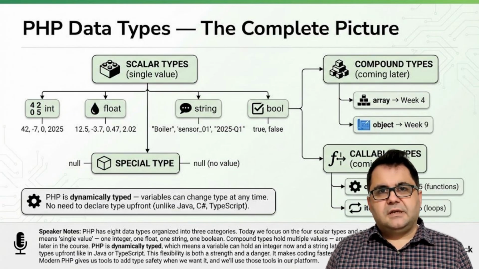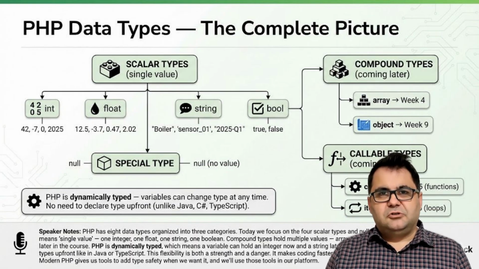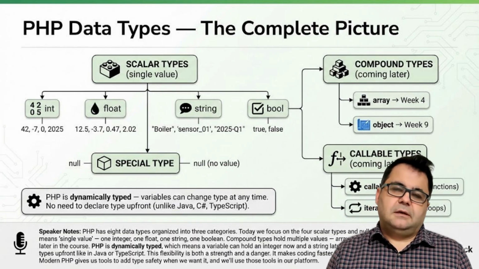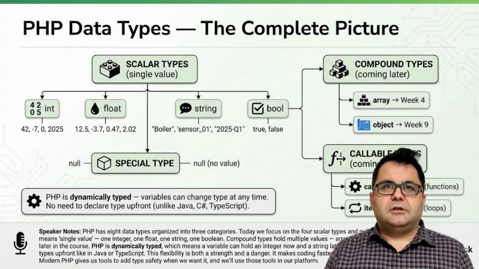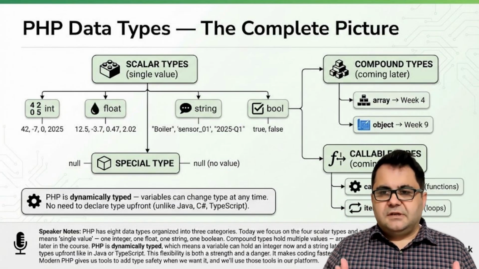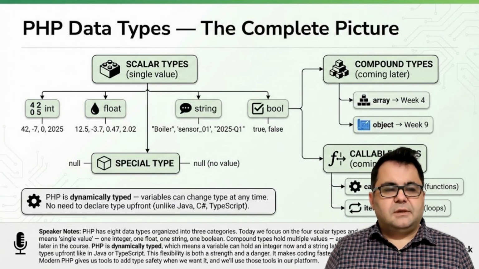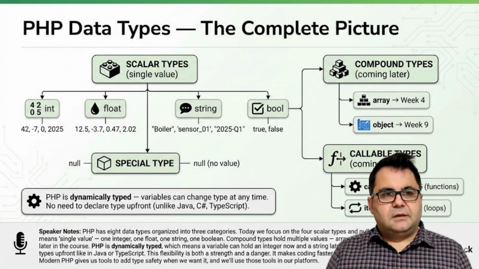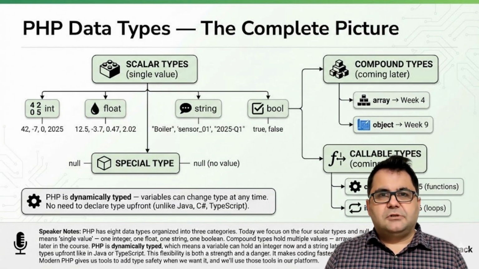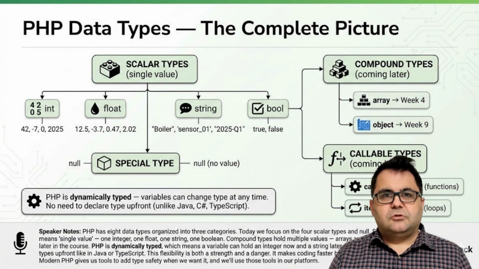PHP is dynamically typed, which means a variable can hold an integer now and a string later. You don't declare types up front like in Java or TypeScript. This flexibility is both a strength and a danger. It makes coding faster, but can hide bugs. Modern PHP gives us tools to add type safety when we want it, and we'll use those tools in our platform.